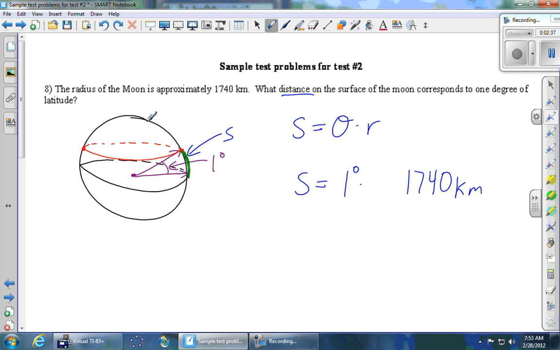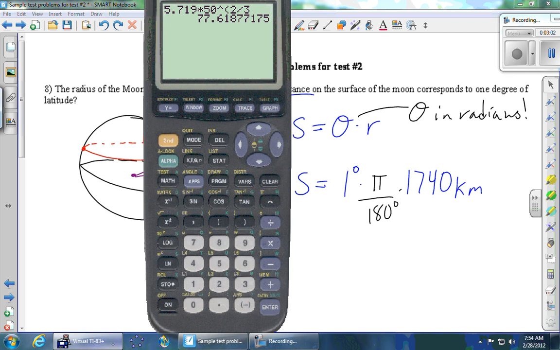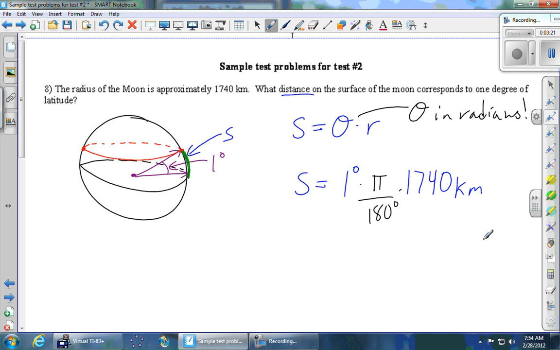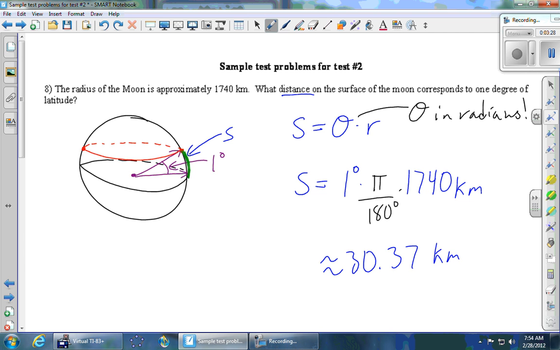And the problem here is that this formula only works if theta is in radians. If theta is not in radians, you get ridiculous answers like the one we just came up with. So all we need to do to use the formula is convert from degrees to radians, and we do that by multiplying by pi over 180. So this is our answer right here: 1 times pi over 180 times 1740. So 30.37 kilometers. And that answer seems a lot more reasonable than the 1740 we first got.